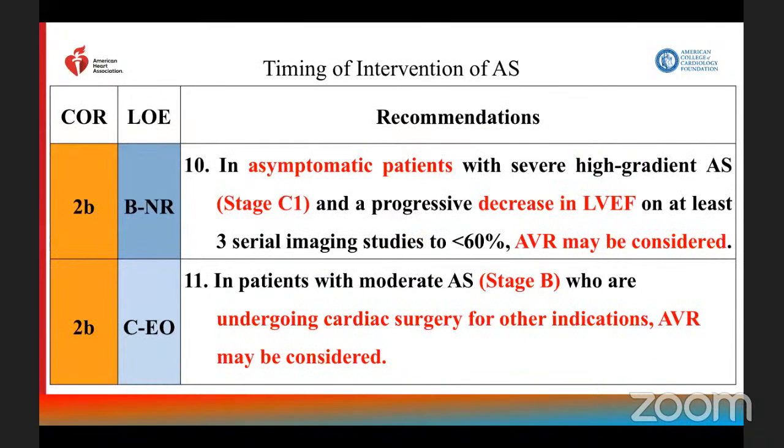In an asymptomatic patient with severe high gradient AS and a progressive decrease in ejection fraction on at least 3 serial imaging studies to less than 60%, aortic valve replacement may be considered, and it's a class 2B B. In patients with stage B, moderate aortic stenosis, who are undergoing cardiac surgery for other indications, aortic valve replacement may be considered, and it's classed as 2B C.